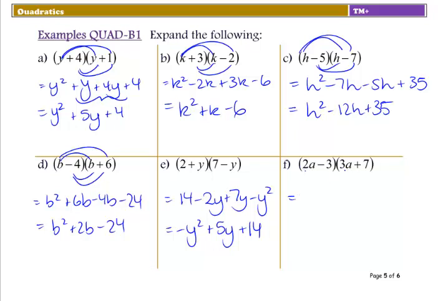Here, 2a times 3a is 6a squared. 2a times 7 is plus 14a. Negative 3 times 3a is negative 9a. Negative 3 times 7 is negative 21. So it's 6a squared. 14a minus 9a is plus 5a. Take 21.